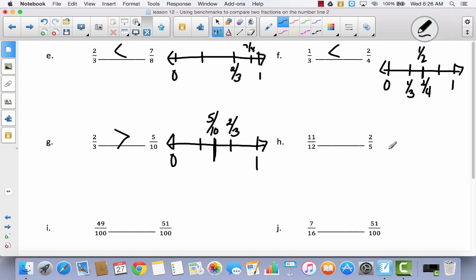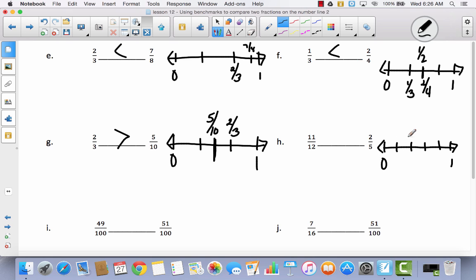All right, let's take a look at H. I love these numbers that are like this, where the two numbers are almost close together because it's so easy to tell that they're almost 1. All right, so let's do fifths. So I'm going to divide this into 5 parts. First of all, I'm going to put my 0 and my 1, and I'm going to divide this into 5 parts. 1, 2, 3, 4 lines make 5 parts. 1, 2, 3, 4, 5.